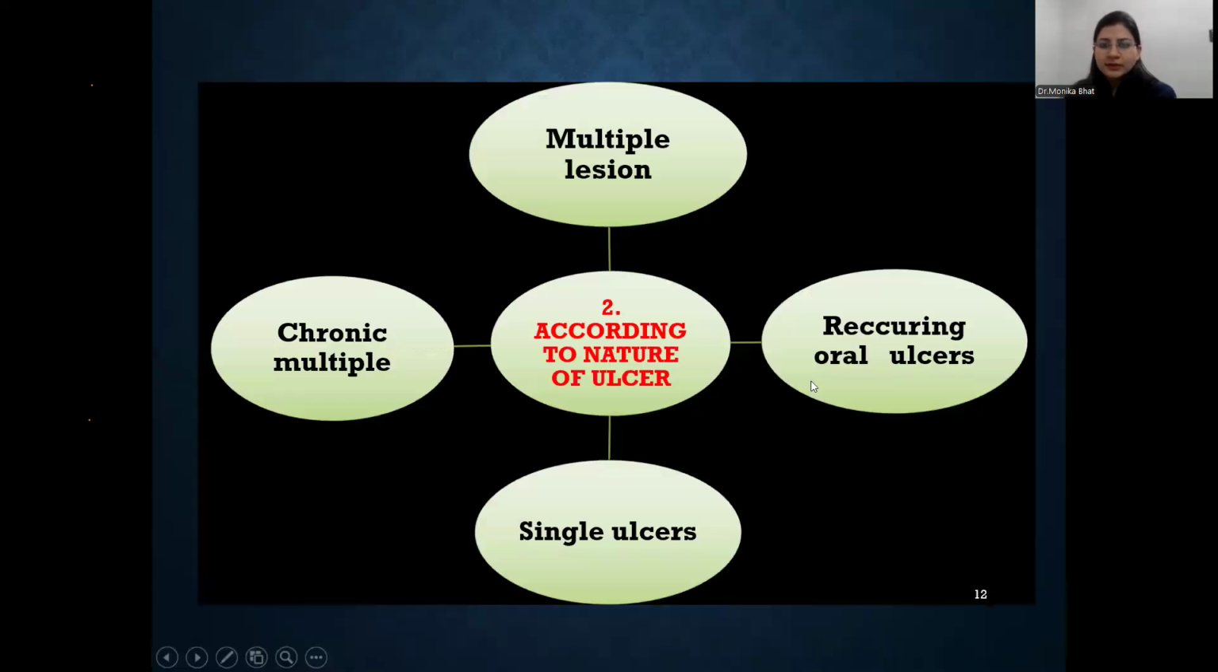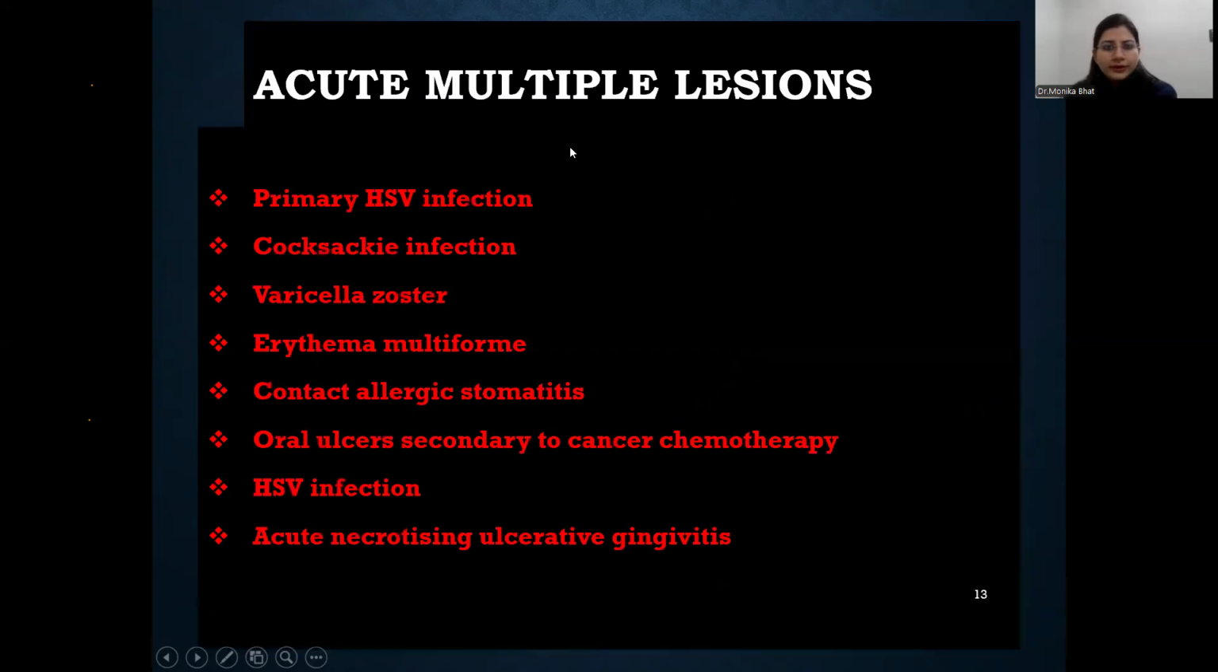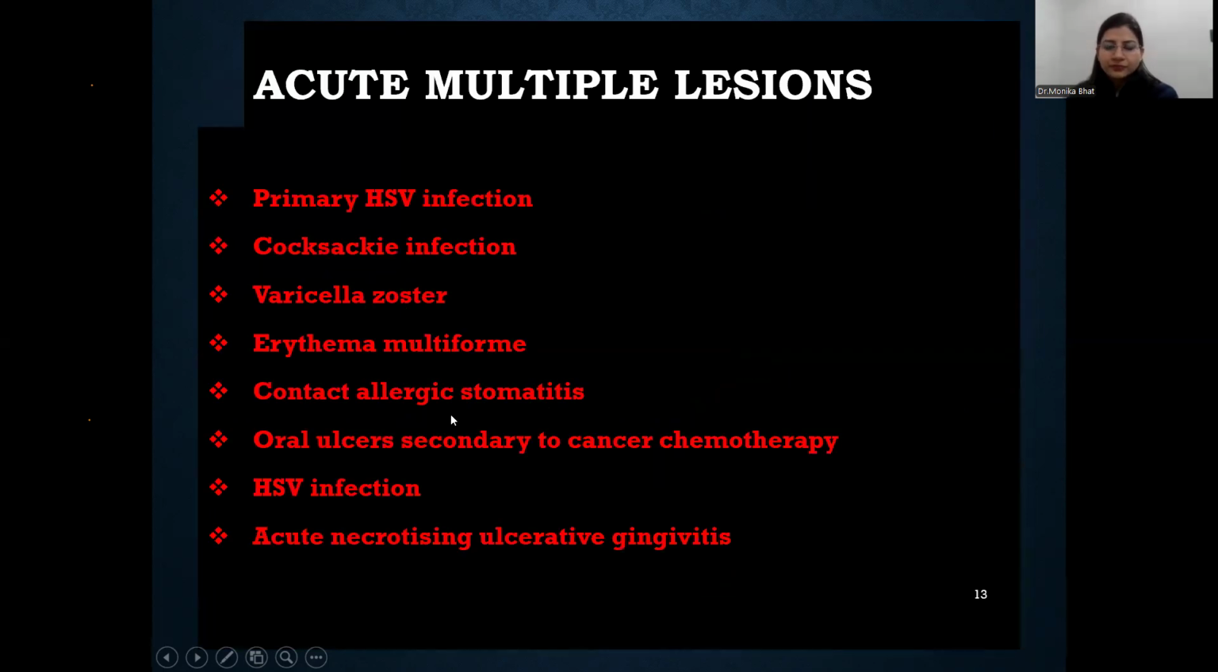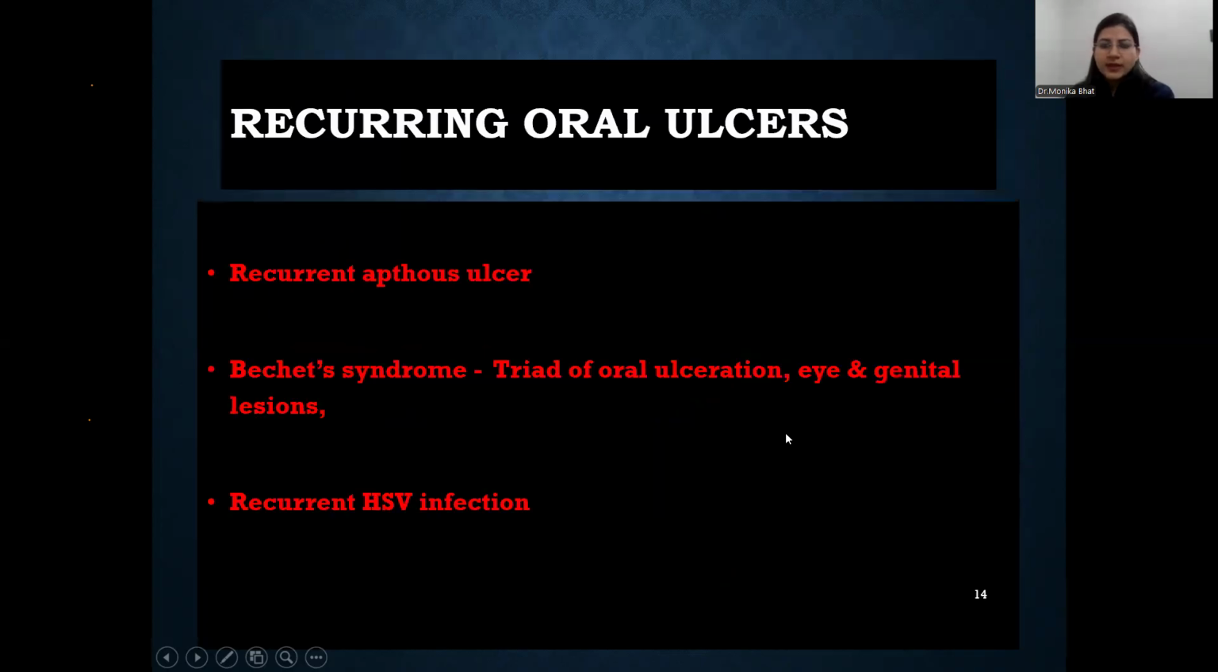So this is another kind of classification, where we have acute single ulcers, recurrent ulcers, and chronic ulcers. In acute ulcers, we have herpes simplex virus, coxsackievirus infection, varicella zoster infection, erythema multiforme, contact allergic stomatitis, HSV infection, and acute necrotizing ulcerative gingivitis. The recurring ones are where there is repetitive formation of these ulcers, more than once in a year.